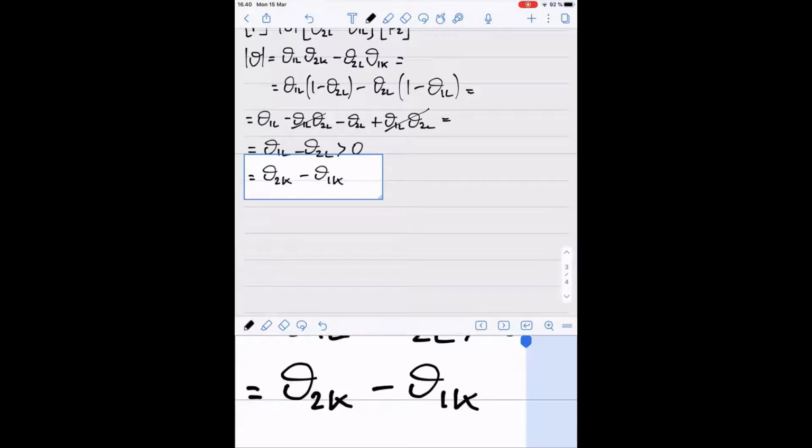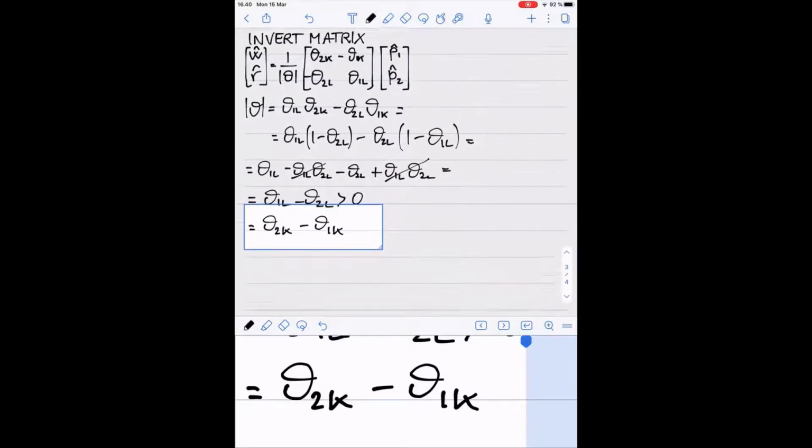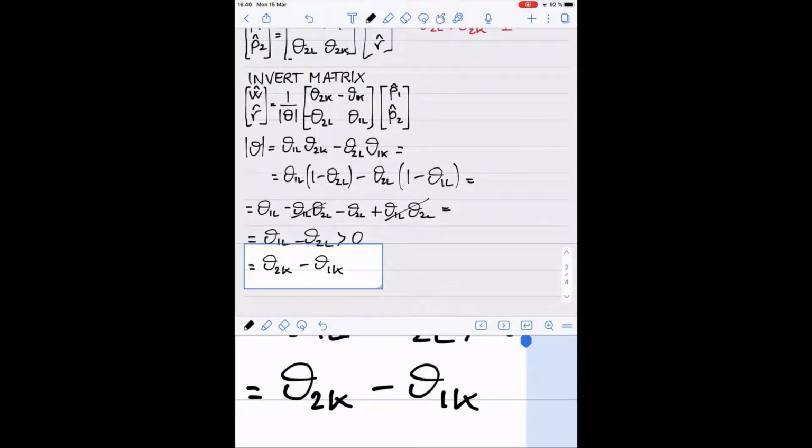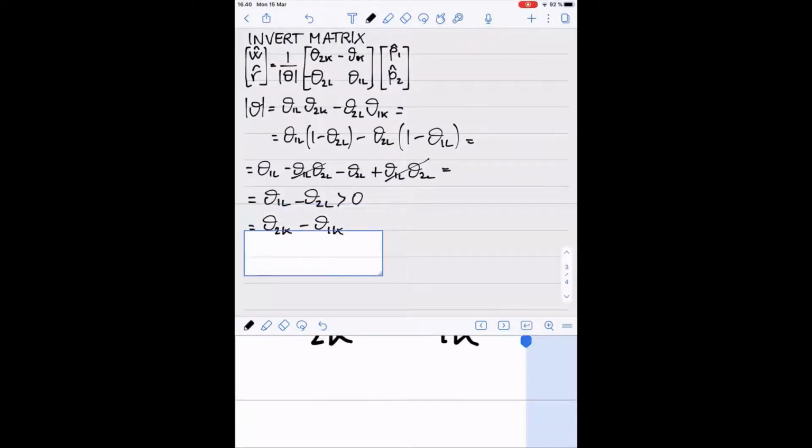So in other words, we can write the determinant both as a function of the labor cost shares or as a function of the capital cost shares. And this will become useful in a second. So having derived the determinant, we can now solve for the wage and the rental as a function of the change in prices. Let's start with the wage.